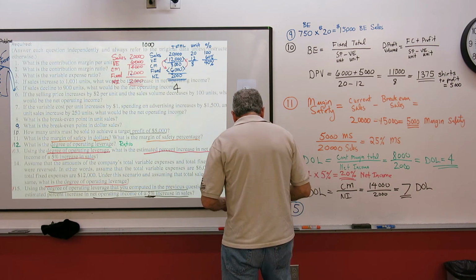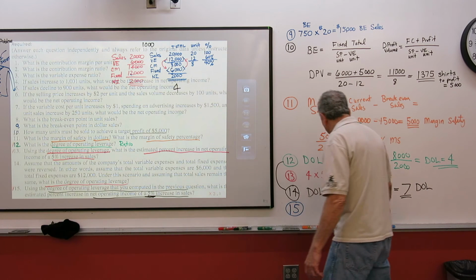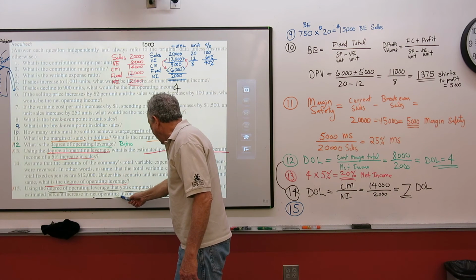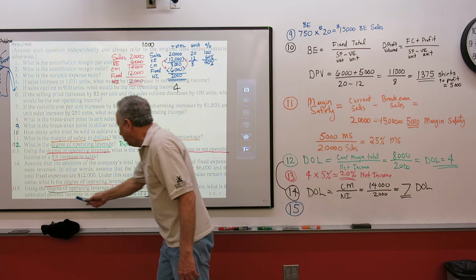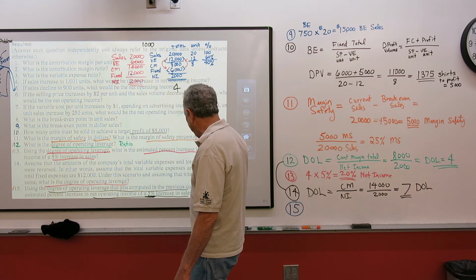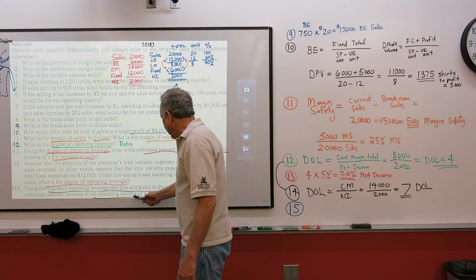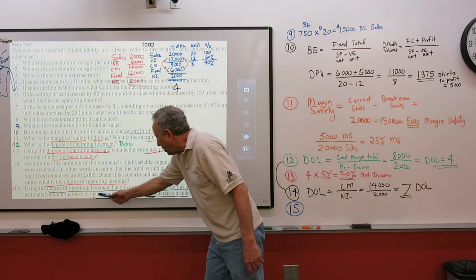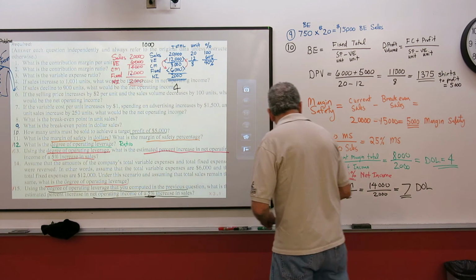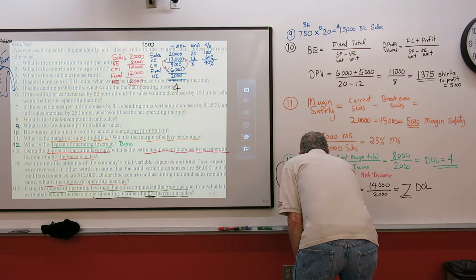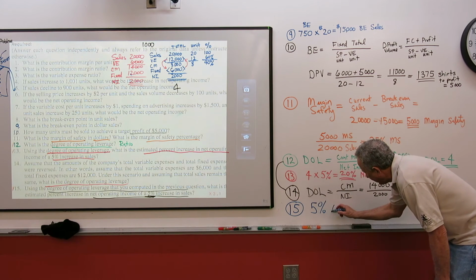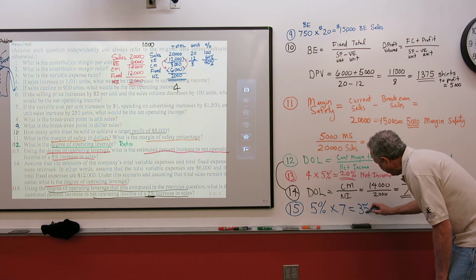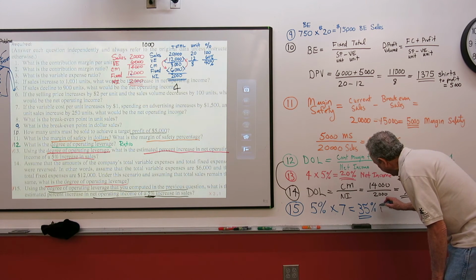Anyway, the last part, 15, just says, let's go back and do something that we did before. It says, go back and now assume that there's a 5% increase, using the degree of operating leverage that you just computed, which is 7. What if there's a 5% increase in sales? What happens to operating income? So 5% times 7, your degree of operating leverage, is a 35% increase, and that's what they're after in income.